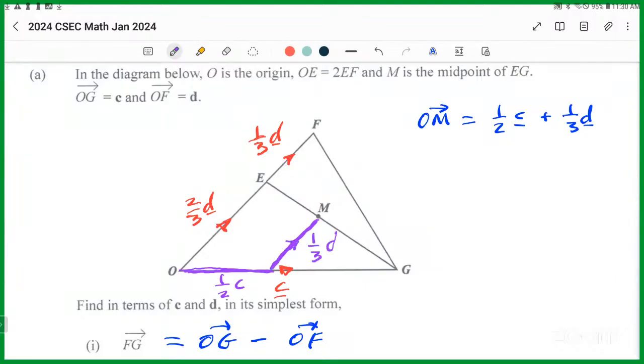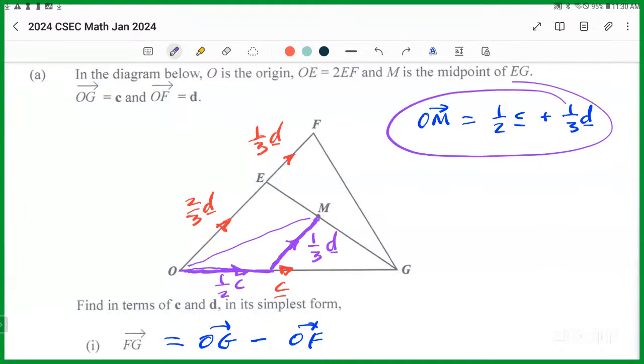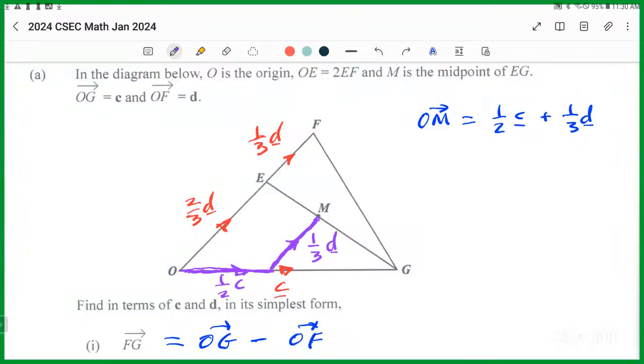So a half C and a 1/3 D is taken from O to M. That's what this sketch is showing me. This is half of a C, and then a 1/3 of a D combined to take me from O to M. That's why I know that this answer is correct. But I can appreciate that I just did a little check.